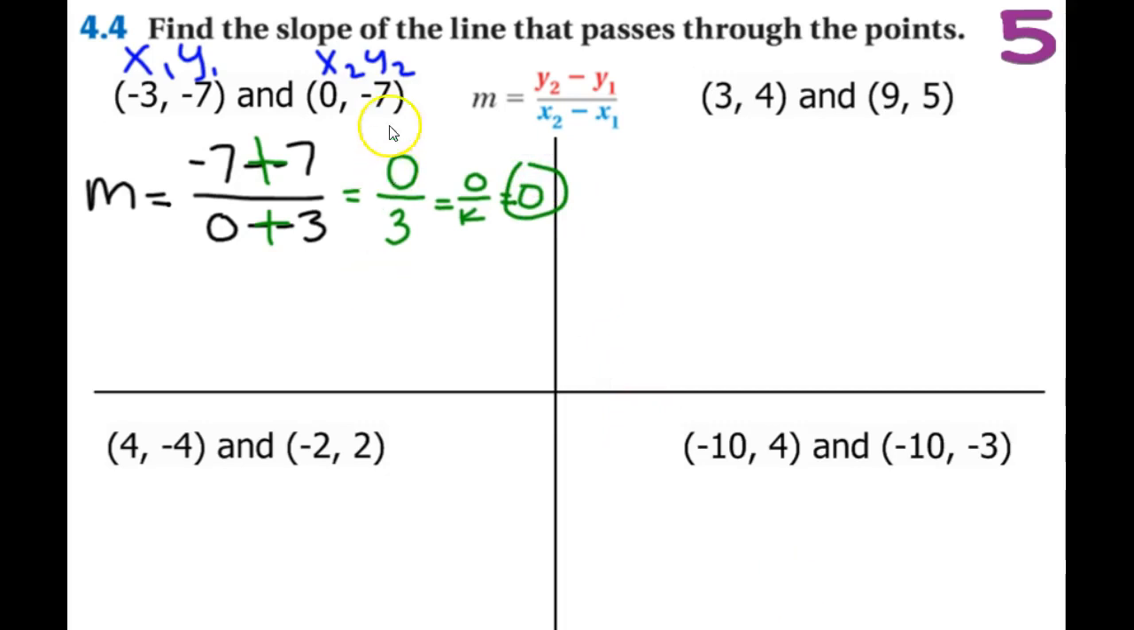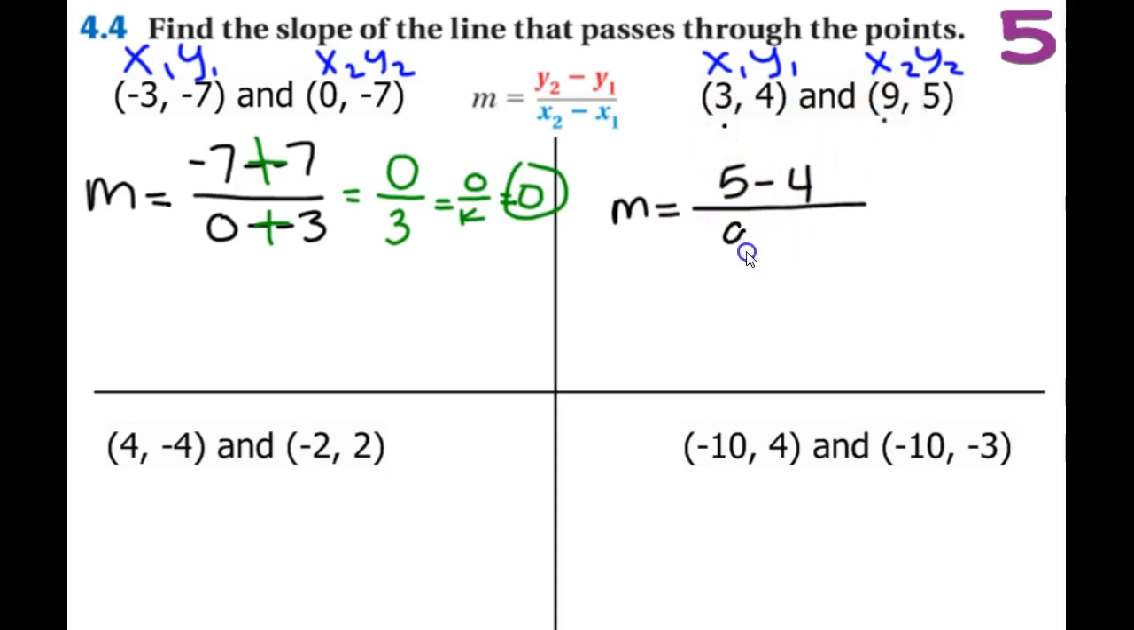Alright, next one, same thing. Label your points xy first point, xy second point, and plug in what we know. y2 minus y1, so 5 minus 4, and then on the bottom x2 minus x1, or 9 minus 3. 5 minus 4 is 1, 9 minus 3 is 6. There's nothing we can simplify there, so our answer is 1 over 6, or 1/6.